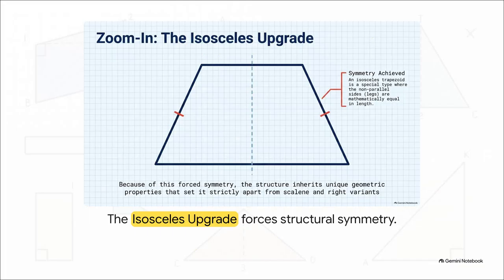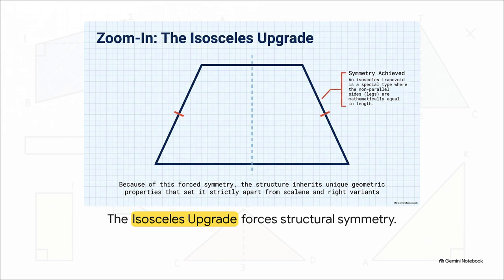For the most critical part of our case today, we really need to zoom in on the most perfectly balanced suspect in our lineup. Take a look at that dashed line cutting straight down the middle. What happens when the legs are mathematically identical in length? It creates perfectly balanced mirror images on the left and right sides.